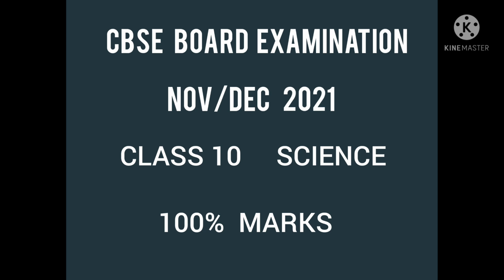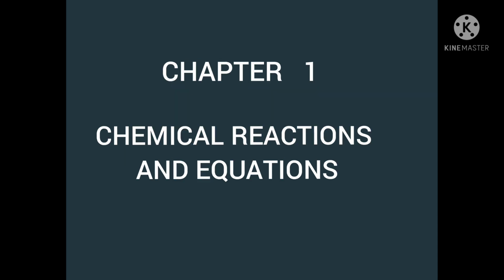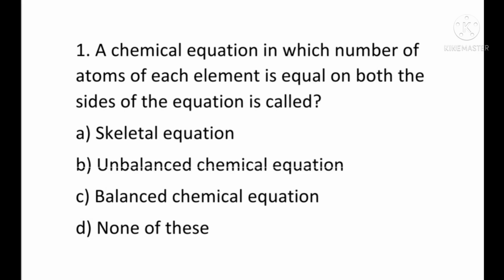This is the second part of the MCQ series from Chapter 1, Chemical Reactions and Equations. Question number 1. A chemical equation in which the number of atoms of each element is equal on both sides of the equation is called: option A, skeletal equation; B, unbalanced chemical equation; C, balanced chemical equation; D, none of these. The answer is option C, balanced chemical equation.